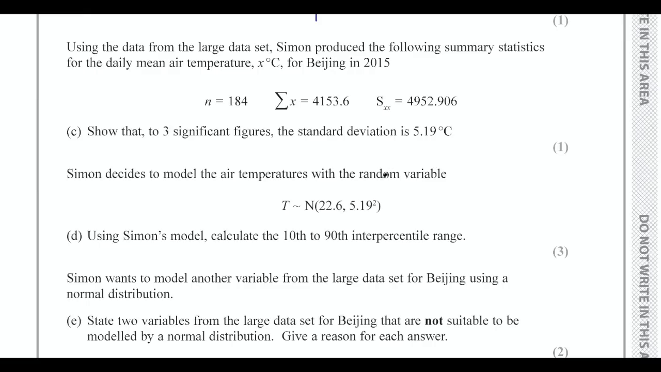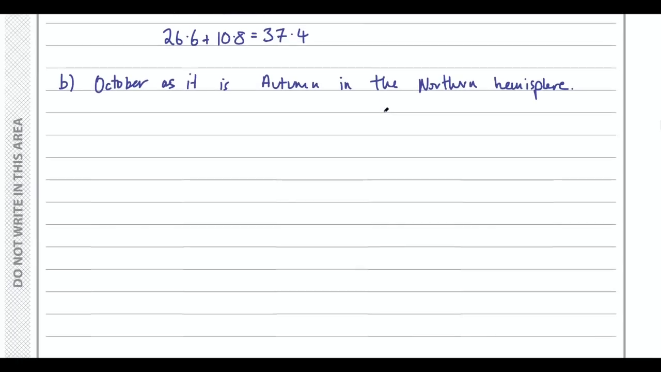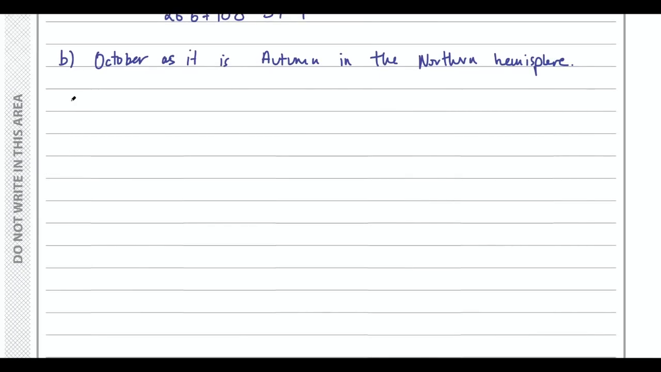For this, you need to know the formula for the standard deviation in relation to the sum of the squares, and this is in your formula booklet, so you don't have to memorize this. For part C, let's write down N, that was 184, and the sum of the squares was 4,952.906, and then the standard deviation is equal to the square root of the sum of the squares divided by N. And then we just need to plug those in.